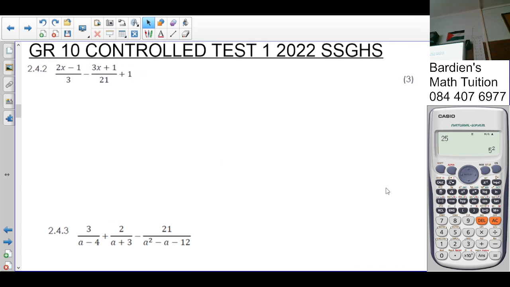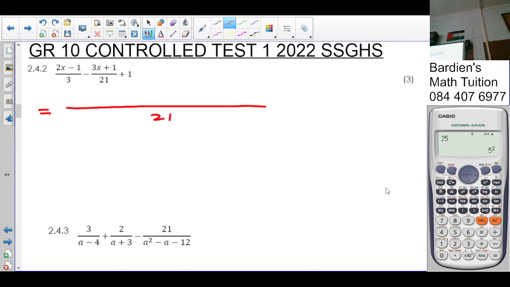Alright, simplifying here. What do we need to find first? LCM. What's your LCM here? 21. So that must be multiplied by what? 7. So it's 7 into 2x minus 1. What must this be multiplied by? 1. So it's 3x plus 1. What must this be multiplied by? 21. Okay. You can go straight into multiplying that, but it's the safer way to do it.